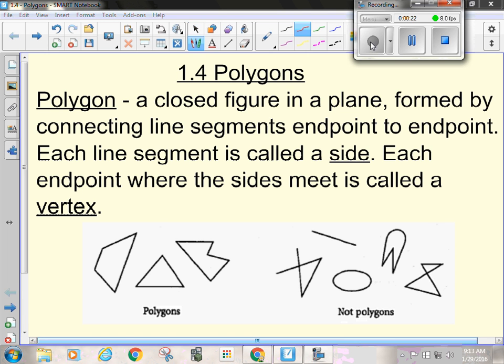So we have some examples of polygons here, and these are the vertex or vertices for these figures. So every line that's between those is going to be a side. Now in the not-polygons, we see that because of the curve, or if they cross, or it's open, those are examples of why they're not a polygon. A polygon has got to be a closed figure.